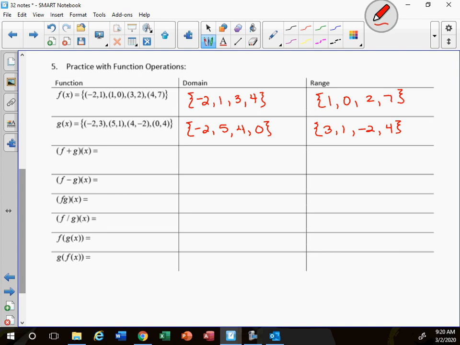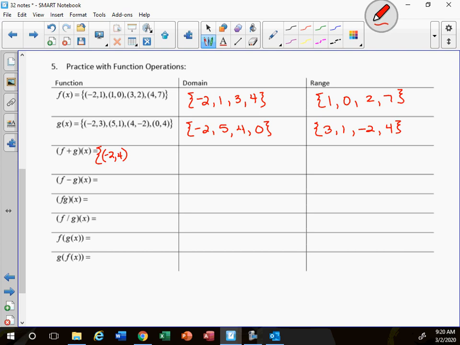Okay. So if I look, first domain value here is a -2. Is there also an input of -2 in the second one? Yes. Okay, so I can use the -2 and then I'm adding the output. So what is 1 plus 3? 4. Good job. So that's your first point. We're going to make a list of these points. So -2, 4. That's my first point in f plus g of x.